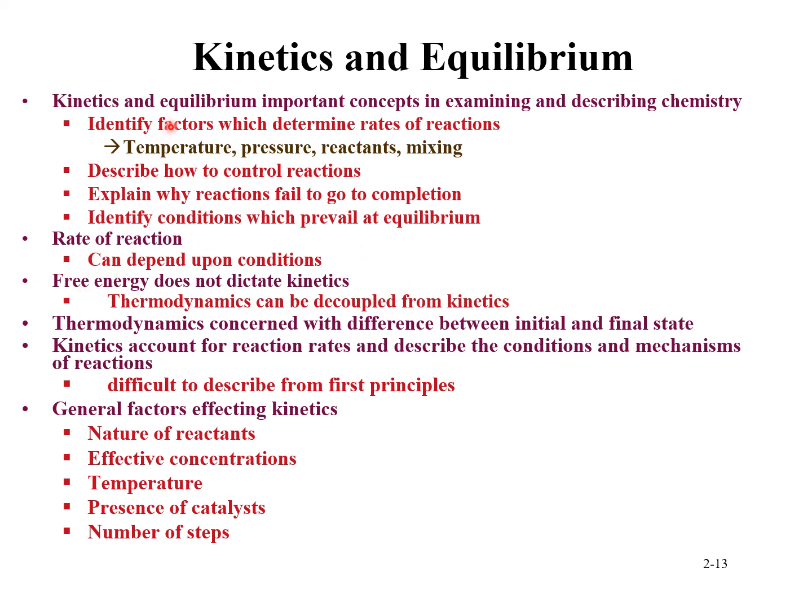Okay, the rate of the reaction can depend upon the conditions. As a general rule of thumb, for example, if one wants to double the reaction rate, the temperature can be increased by 10 degrees centigrade. However, the free energy, or the chemical thermodynamics, does not necessarily dictate the kinetics. Something can have very favorable thermodynamics, yet be kinetically hindered, so they can be decoupled. Thermodynamics is concerned with the differences between the initial and final state, where the kinetics talks about the rate of achieving that initial and final state. Kinetics are very difficult to evaluate from first principles, and some of the factors that affect kinetics are listed here.